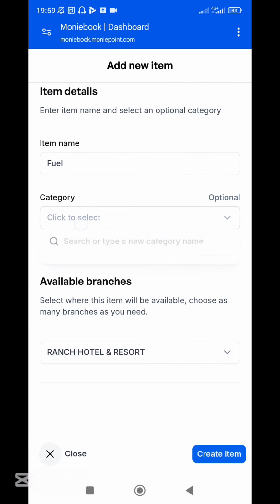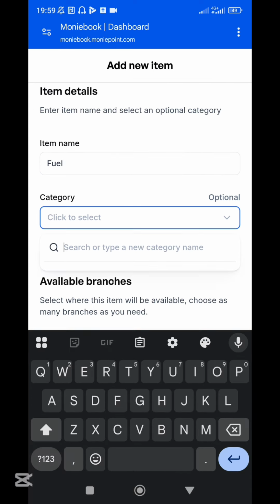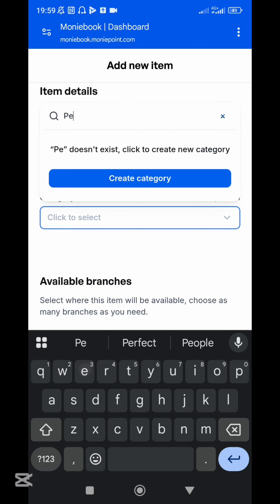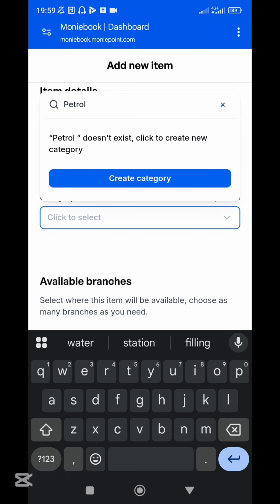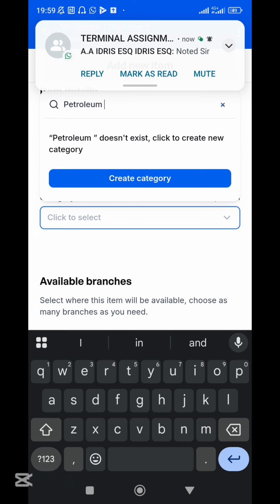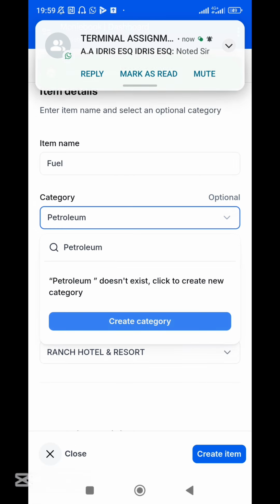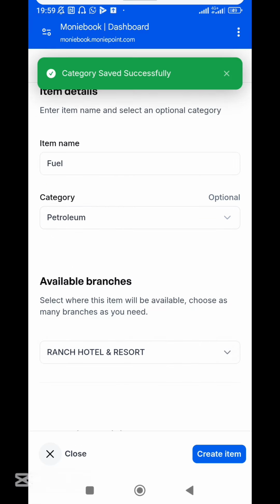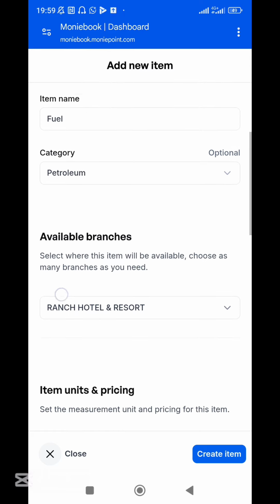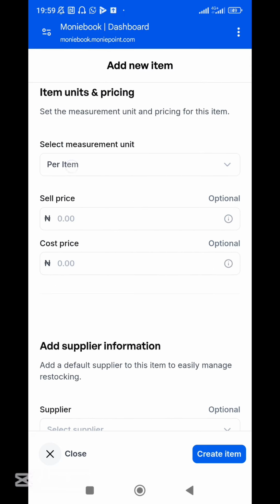On the category, what category should fuel belong to? Let's just put it under petroleum, so let's create it as a category. I don't know the actual category that fuel belongs to, but let's use this just as an example. And then let's go down here.